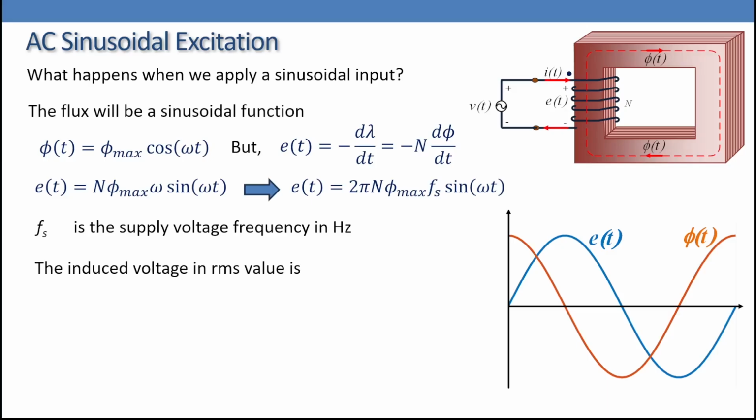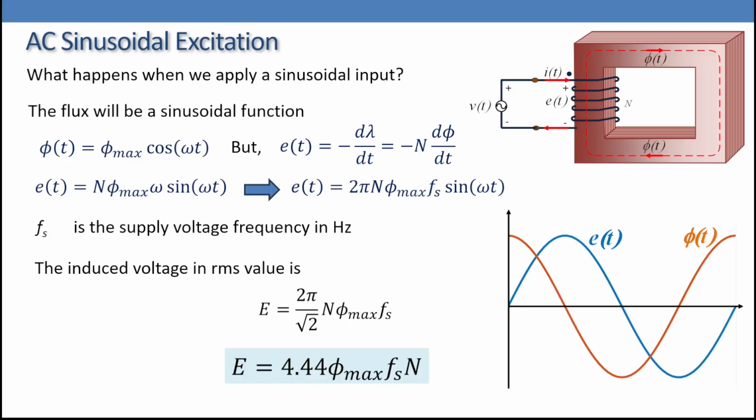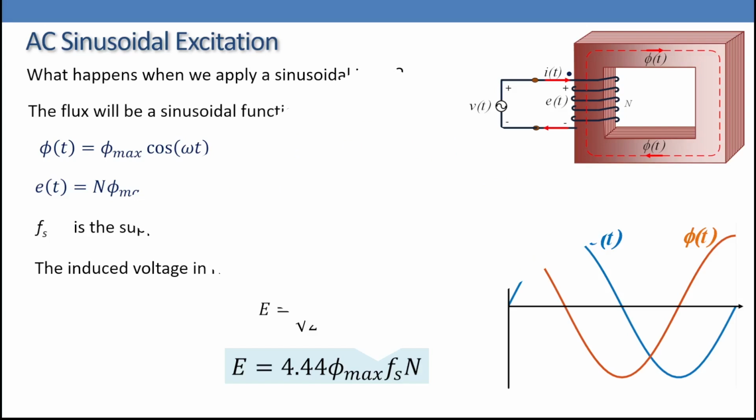So what is the RMS value? So let's take the peak divided by root 2. So the E RMS value will be 2 pi over root 2 N phi maximum f_s, which equals a well-known equation, that's 4.44 phi maximum f_s N.